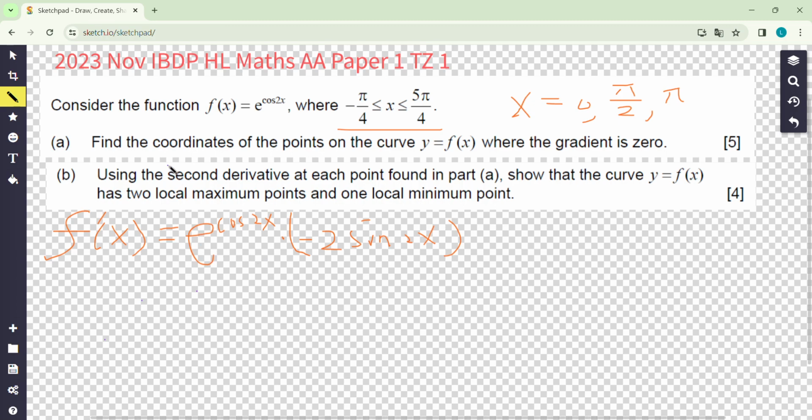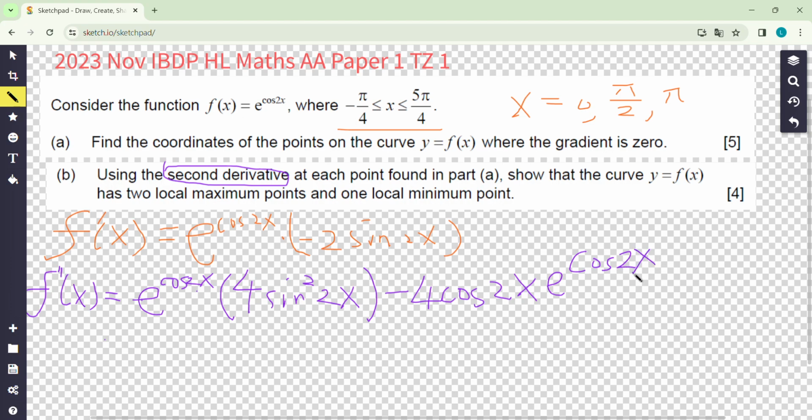We must be asked to do the second derivative test. So do it step by step. First is keeping this one, and the second becomes this square, so it becomes 4 sine square 2x. Second one is the derivative of the second part, which is negative 4 cosine 2x, and then keep the first one also.